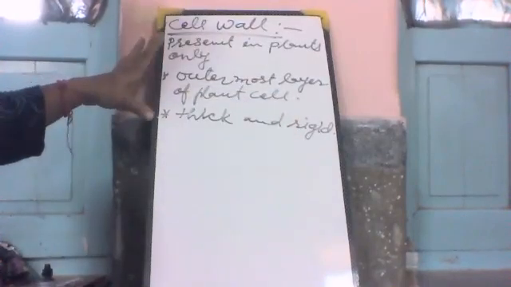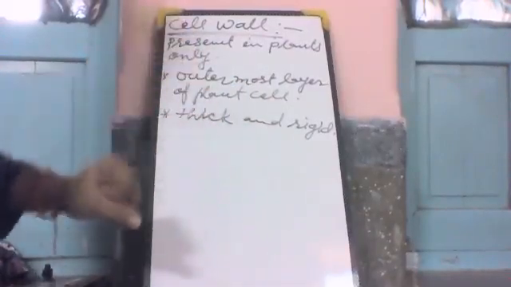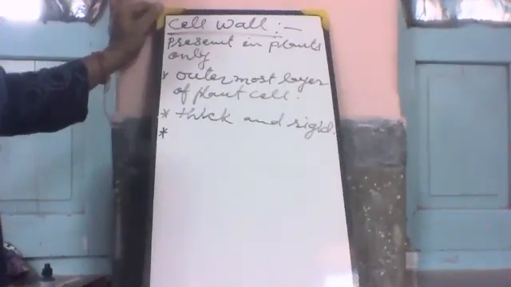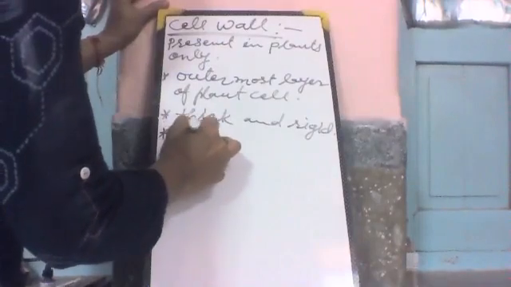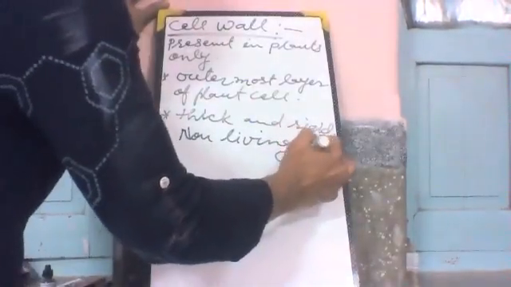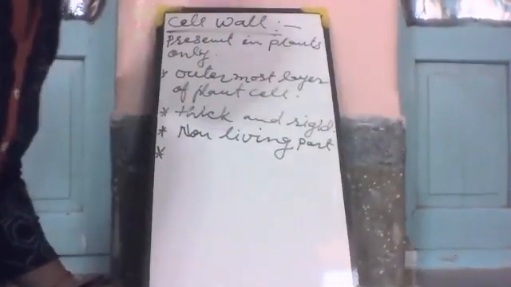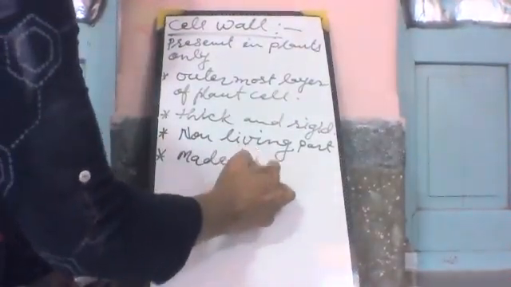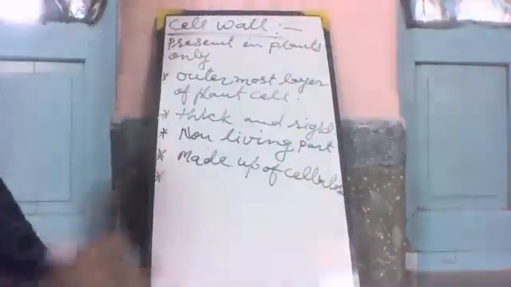Due to the presence of this cell wall, which is thick and rigid, the plants have thick parts. They do not move from one place to another. Then the plasma membrane is a living part and the cell wall is a non-living part of the cell. Plasma membrane is made up of fats and protein, but the cell wall is made up of cellulose.